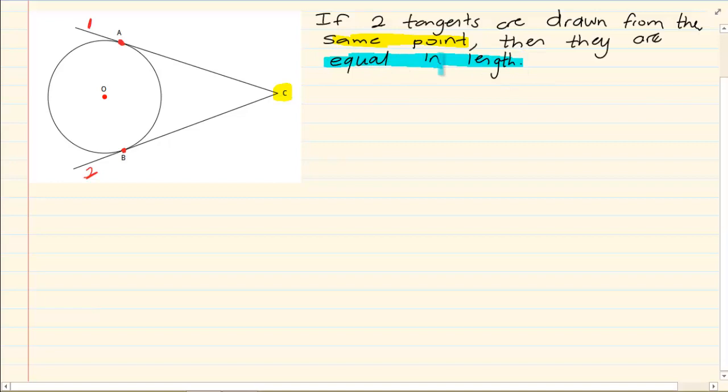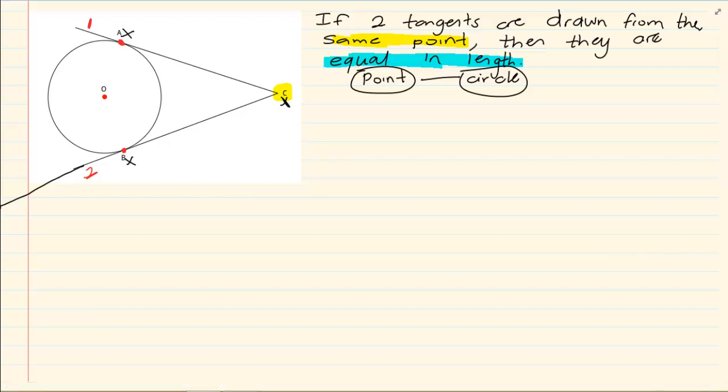Now when they say equal in length, let's say I extend this tangent. Then this line looks fairly longer than the other line. But what they mean when they say equal in length, they are specifically referring to the length from the point to the circle. So they're not referring to the entire length of the tangent. They're referring to the length from the point to the point of the circle. In other words, they are referring to the distance of AC and CB.